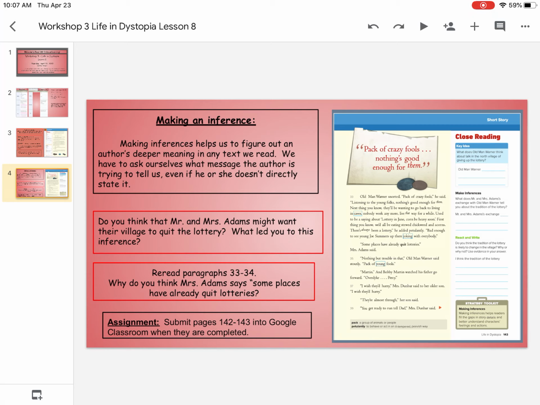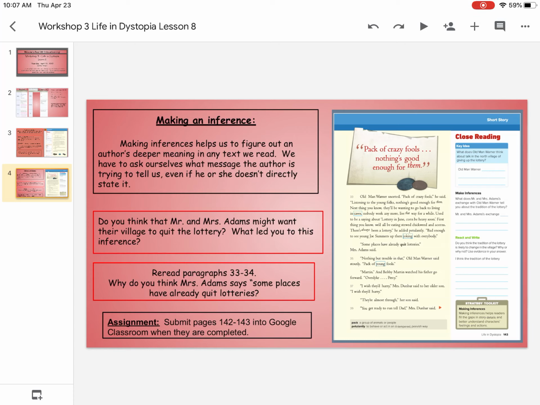Martin, and Bobby Martin watched his father go forward. "Overdyke. Percy." "I wish they'd hurry," Mrs. Dunbar said to her older son. "I wish they'd hurry." "They're almost through," her son said. "You get ready to run tell Dad," Mrs. Dunbar said.